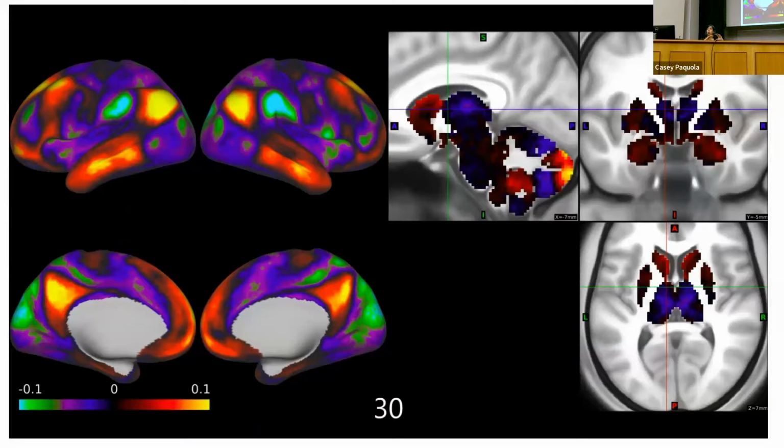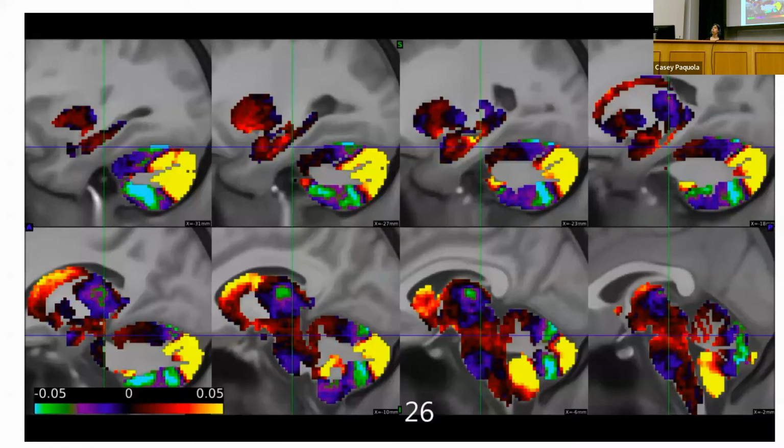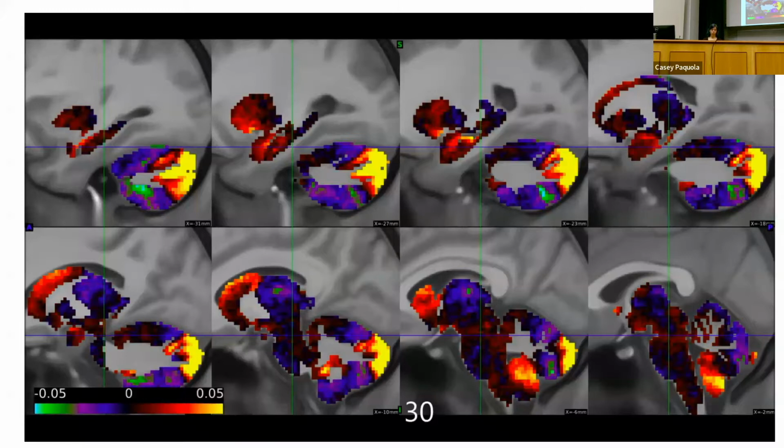So I've got another slide here where we zoom in on the subcortical areas. And while the changes are smaller there, you can see that these areas are also involved in those same two networks. So this is really a whole brain phenomenon, which is really, really cool.